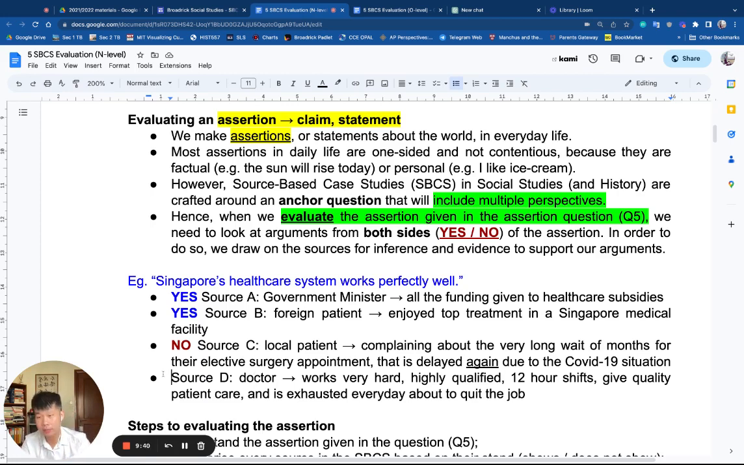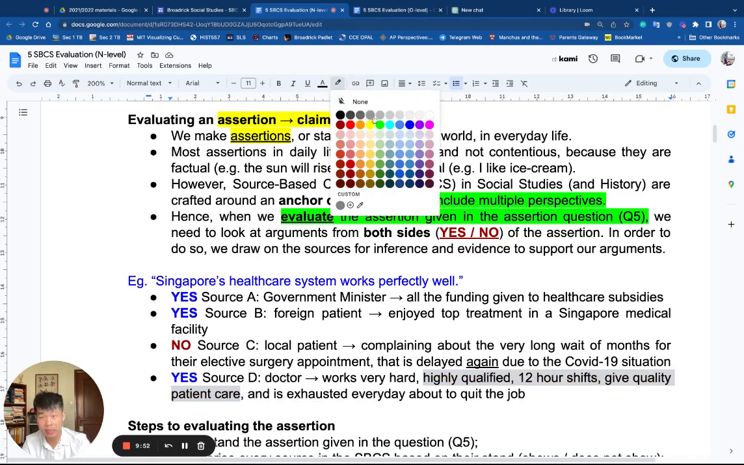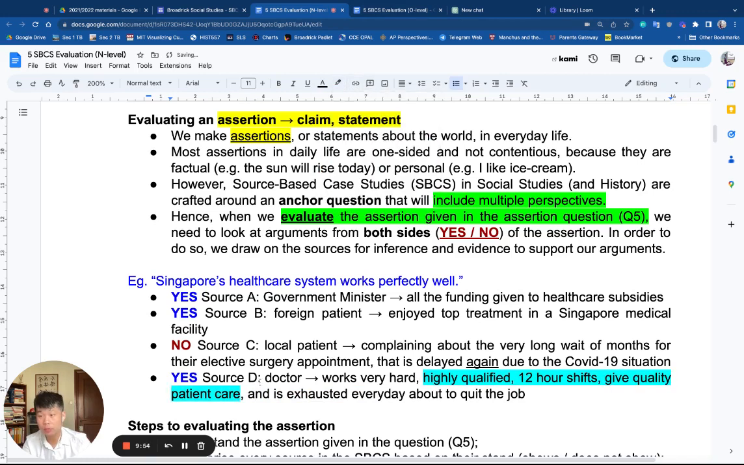The answer is yes. The healthcare system works perfectly well. Why? Because there are highly qualified medical professionals taking care of their patients, which means the healthcare system is giving top tier treatment. Notice I'm doing inference as I do the stand, right? So yes, the answer is yes, healthcare system works perfectly well, and it doesn't end there.